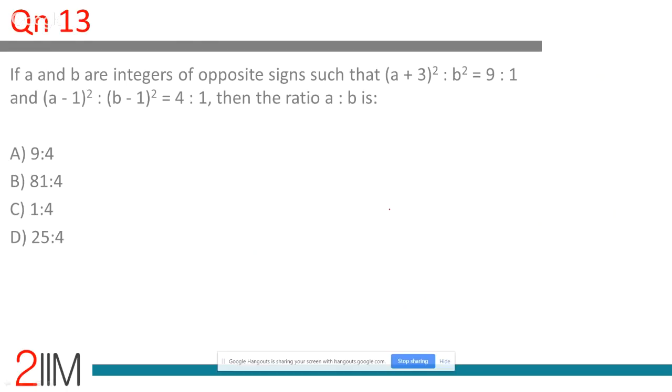A and B are integers of opposite sign such that (a plus 3) the whole square is to b square is 9 is to 1. (a minus 1) the whole square is to (b minus 1) the whole square is 2 is to 1. And the ratio of a is to b is?